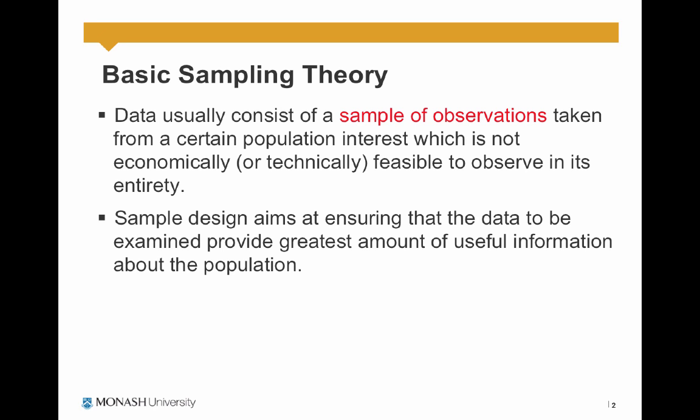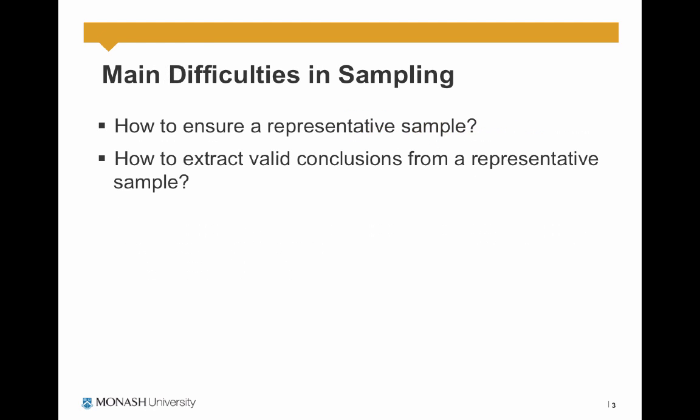There's this notion of sample design in sampling theory, which aims to ensure that the data that is collected provides the greatest amount of useful information about the population, or in other words, being sufficiently representative of the population. There are some main difficulties in sampling. The first issue is ensuring a representative sample.